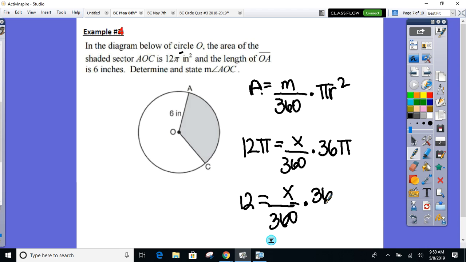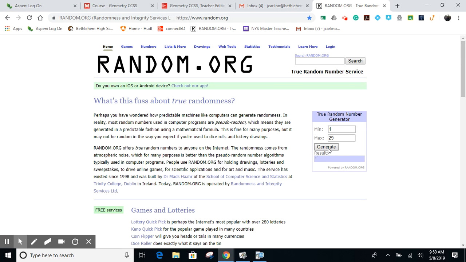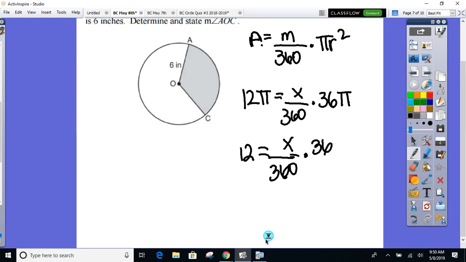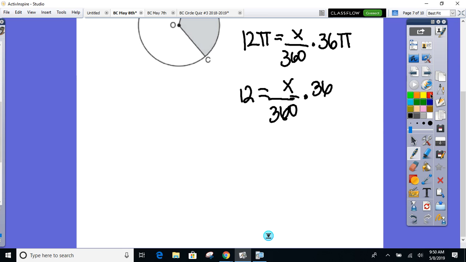Got to get x by itself. A lot of different moves, actually. Your call. You want to divide both sides by 36? You got it. Divide by 36, everybody. I get 1/3 on the left. 12 over 36 reduces to 1/3. And over here, I get x over 360.